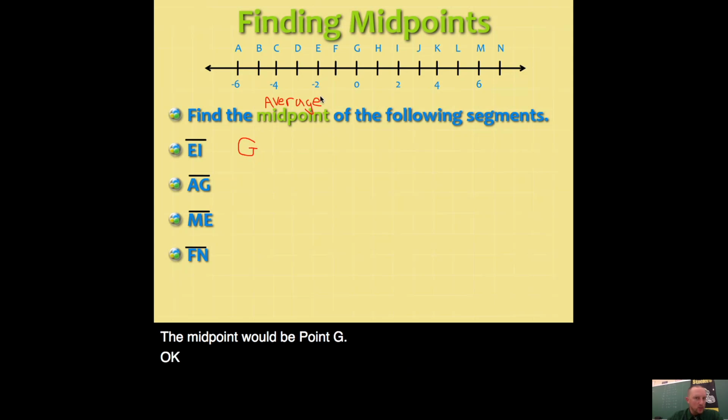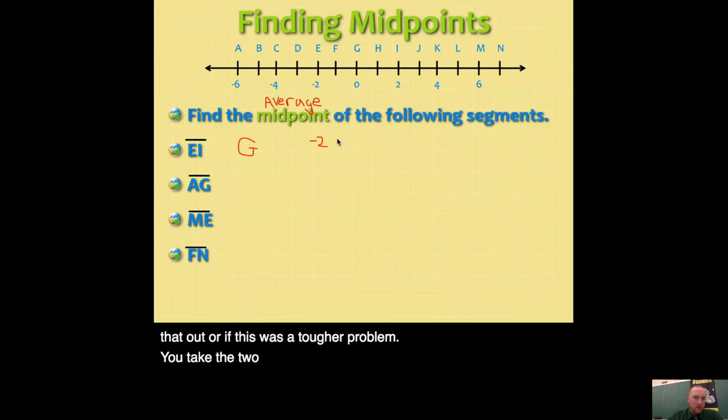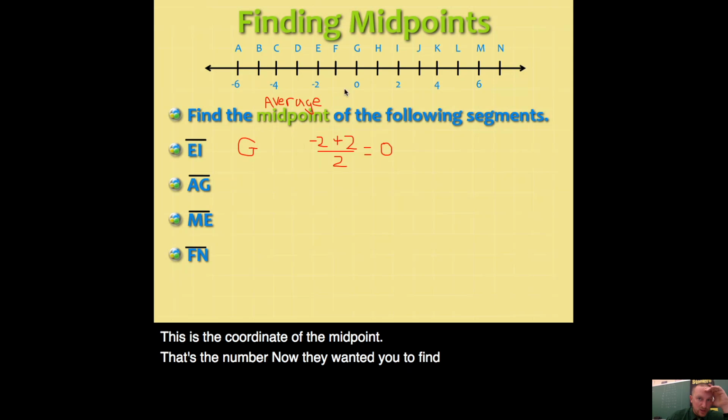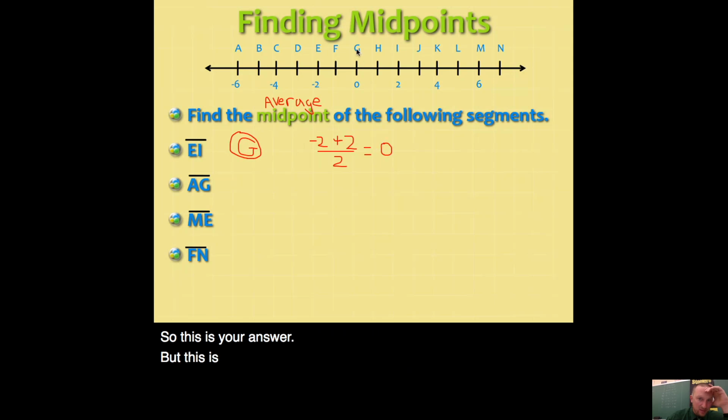So mathematically, if you couldn't figure that out, or if this was a tougher problem, you take the two coordinates of the endpoints, add them together, and then divide by 2. Negative 2 plus 2 is 0, and 0 divided by 2 is 0. This is the coordinate of the midpoint. That's the number. Now, they wanted you to find the midpoint, which is a letter. Remember, a point is a letter. So this is your answer, but this is the math that leads you to the answer.